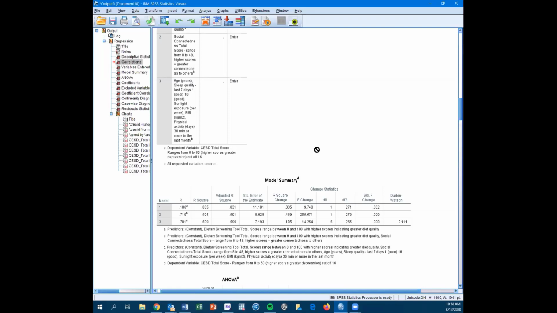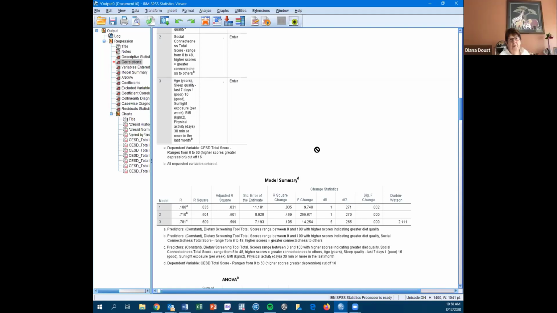3.5%. Good, Diane. Times it by 100, so move the decimal point two decimal places. That's right. So diet quality takes up about 3.5% of depression. So there's about 96% other things influencing depression. This is not looking good for diet, people, in this sample.